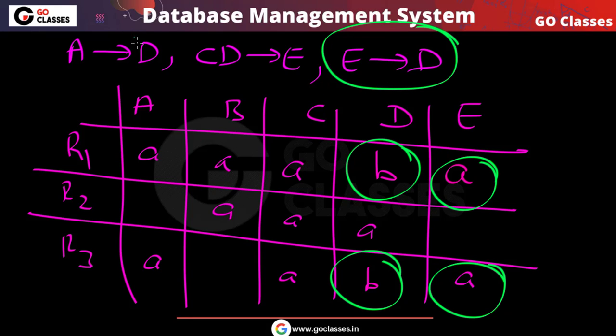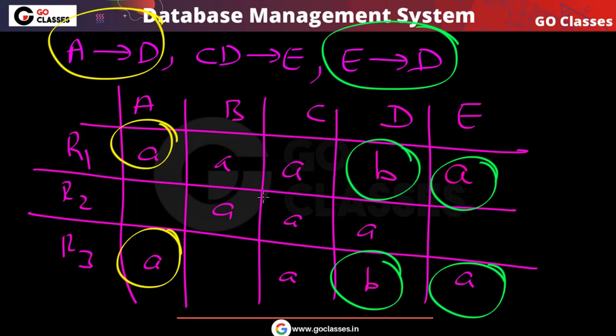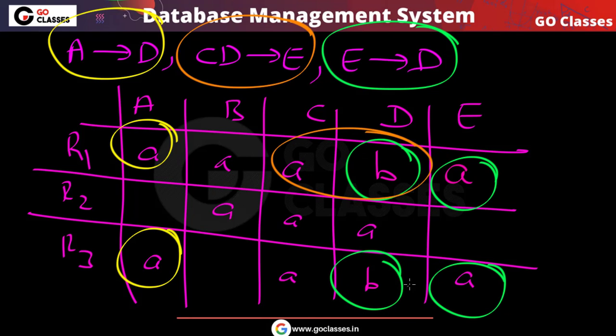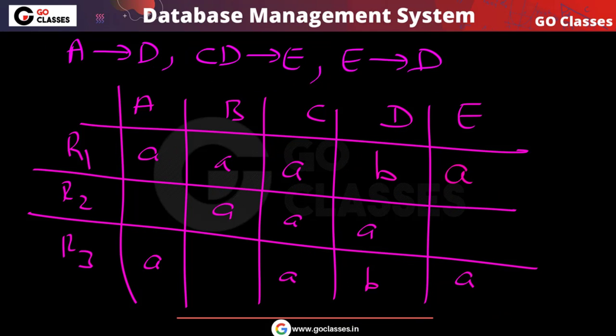Now you can notice A determines D. Because of this, in these two rows the A value is the same, so the D value must also be the same, which is already the same. And now let's see the last, CD determines E. In these two rows the CD value is the same, so the E value must be the same, which is already the same. So we cannot change anything. You can see that now nothing will change. No change will happen.